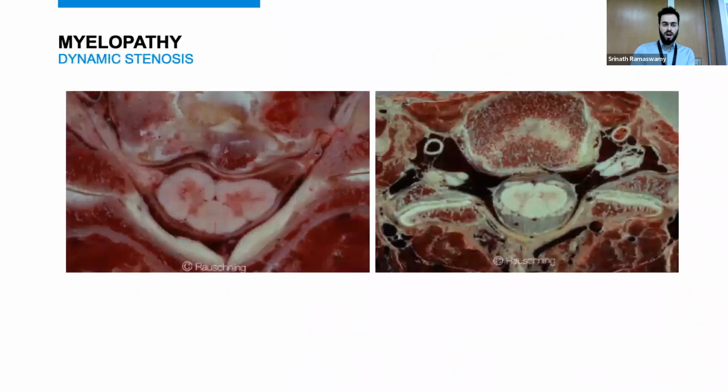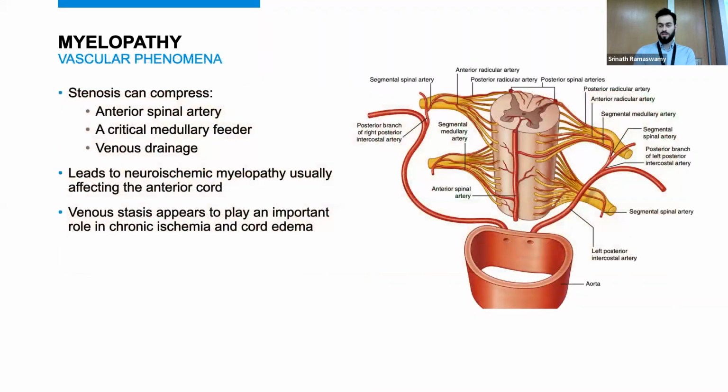In terms of myelopathy, you also have to keep in mind it's a dynamic stenosis. So sometimes on the MRI you might see enough space, but when they stand up and they load, it looks different, especially in terms of the vascular compression of the cord.